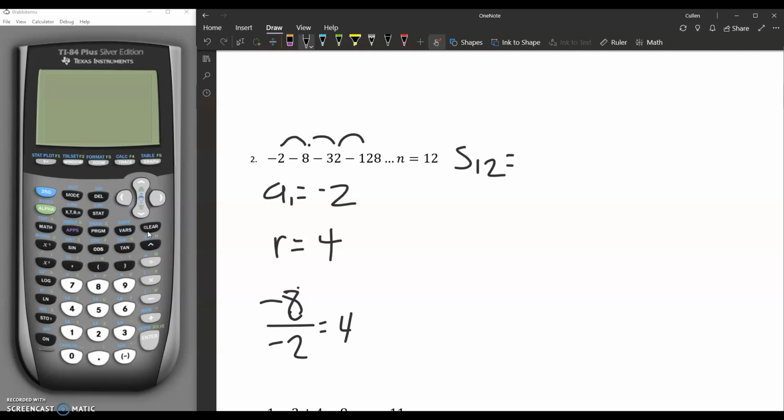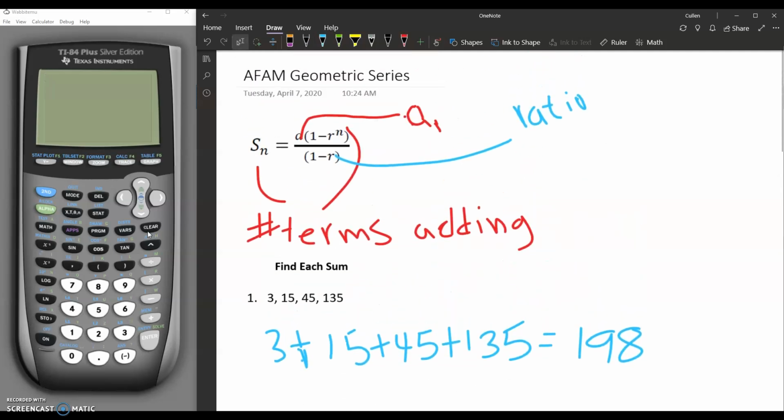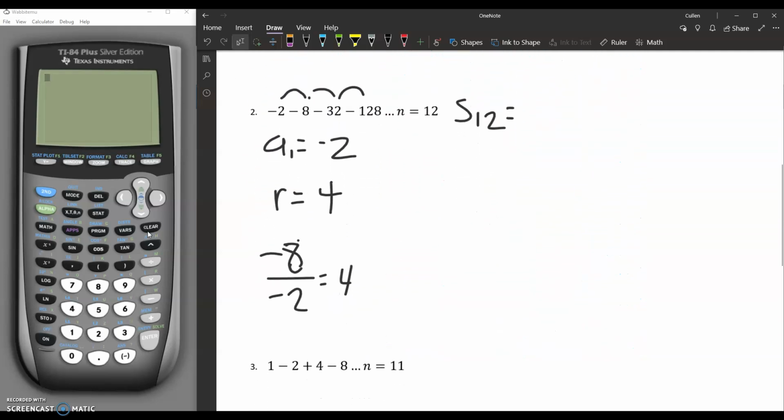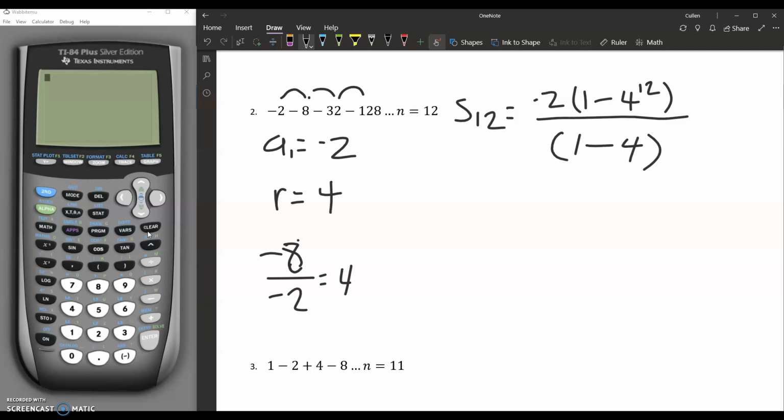So S12, let me plug into our formula up here. Scroll up real quick and we'll reference it. We need A1, and we're doing 1 minus R to the n over 1 minus R. So S12 is going to equal A1, which is -2, multiplied by 1 minus R. Oops, we actually know what R is. So it's going to be 1 minus 4, and then to the n, which it tells us is 12. So I've got 1 minus 4 to the 12 up there. And then in the denominator, I'm going to do 1 minus R, which is just 1 minus 4 again.